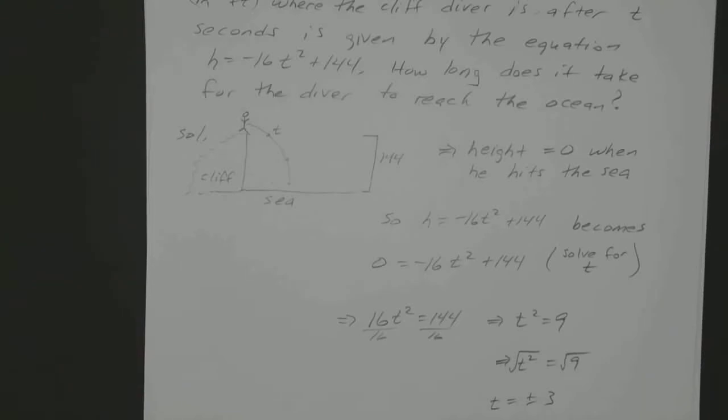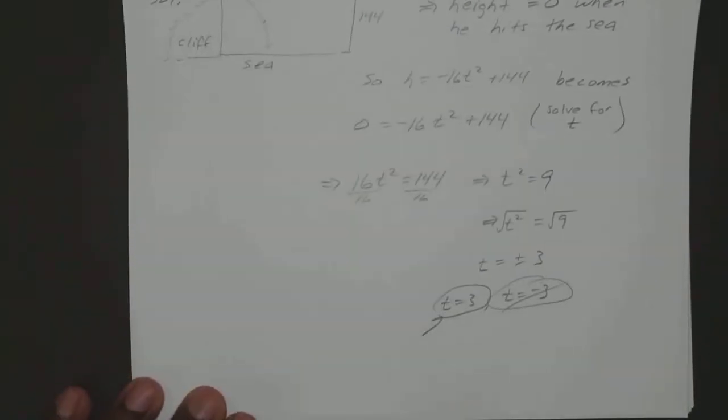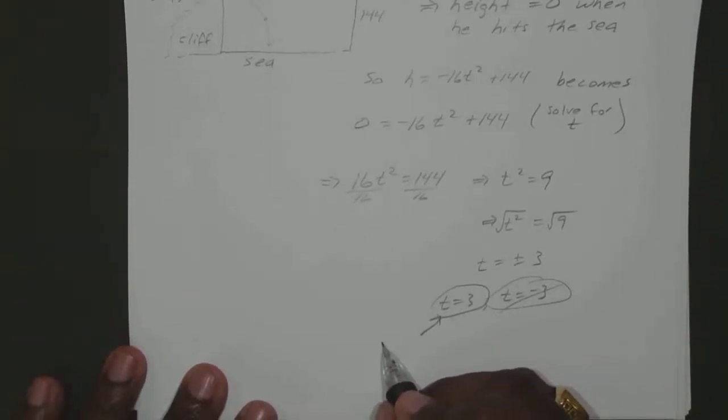So we know it can't be negative because he's not diving for negative 3 seconds. So we can cross that one out. So t equals 3 is your answer. Okay, so t equals 3.